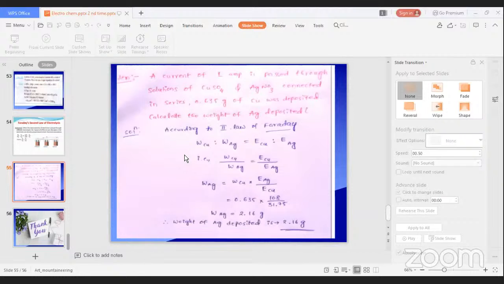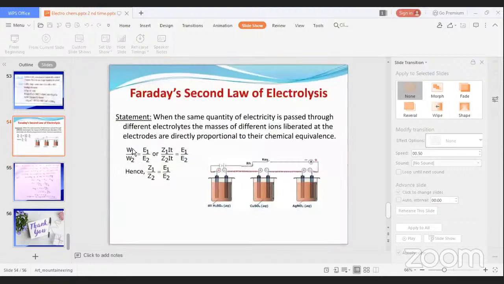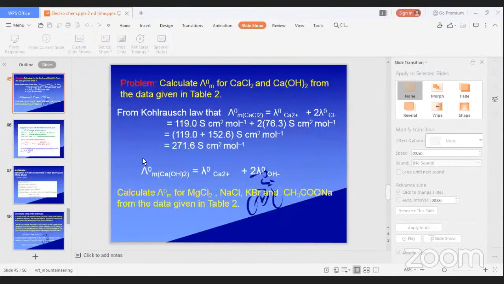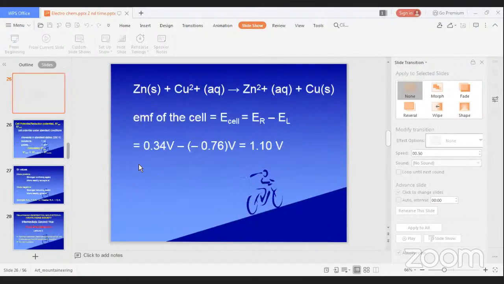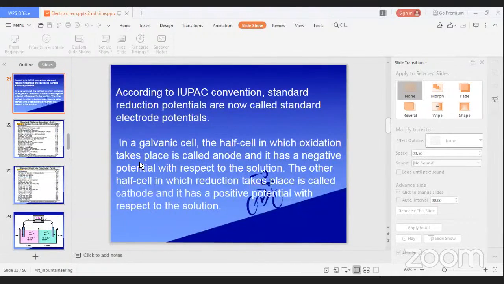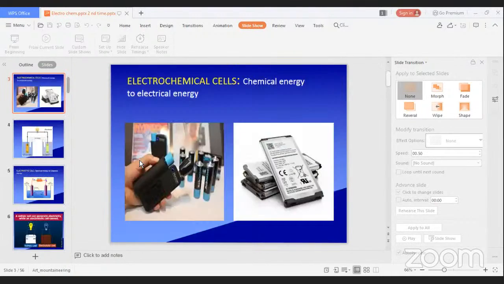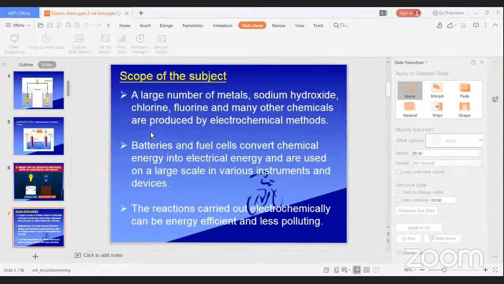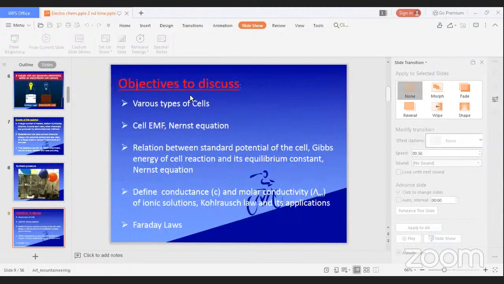Is there any more problem? Just please see this once. What are the objectives? You have to focus on what we have discussed in the entire electrochemistry: types of cells, two types, electrochemical and electrolytic cell, and cell EMF, Nernst equation. This is important, so numerical problems also will come.